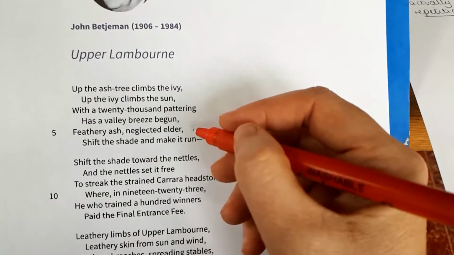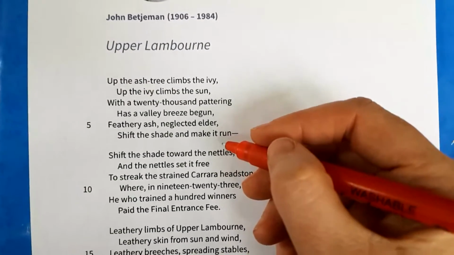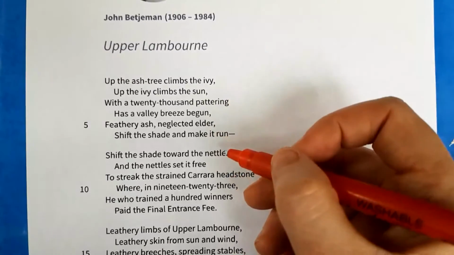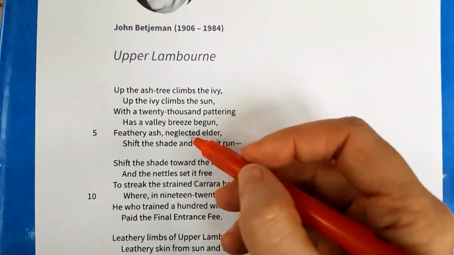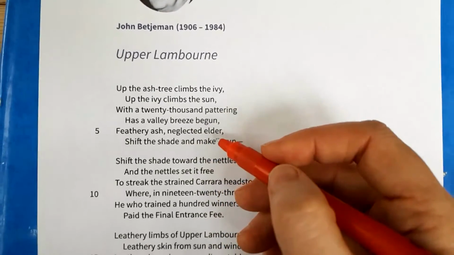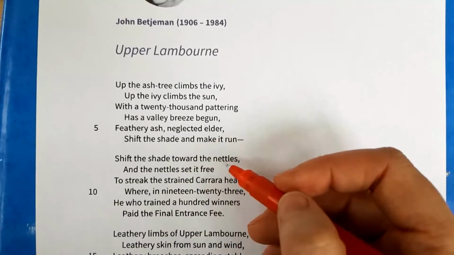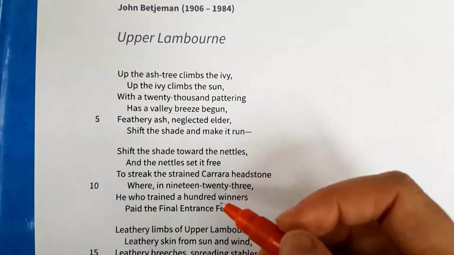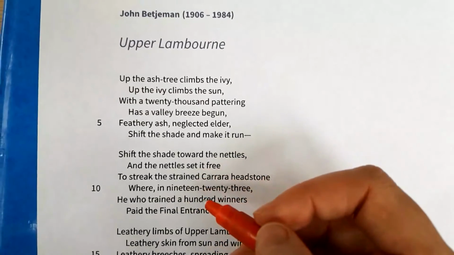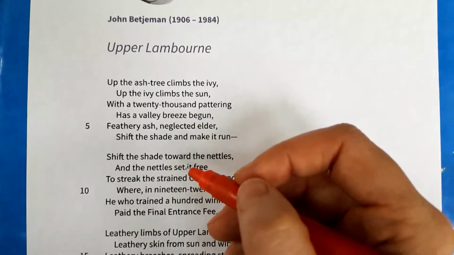I'm then going to say that the picture is further created with this wistful tone where he shows a sort of neglect with the actual words, neglected elder. That's a tree, I think. And we've got nettles growing everywhere. And this, I don't know. Yeah, I think those are my main ones.